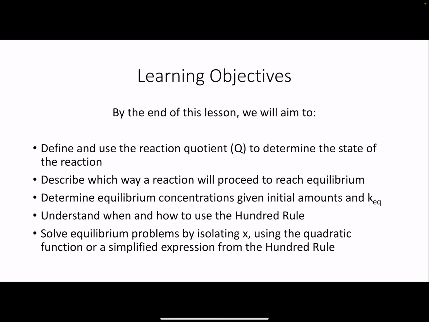So our goal is to use the reaction quotient Q to determine the state of a reaction, if it's at equilibrium, before equilibrium, or if it went past equilibrium somehow. We'll describe which way a reaction will proceed to reach it, how it will adjust itself, and then we'll do a couple of calculations, a few different ways with different tricks to simplify the concentrations that we set up in the nice table.